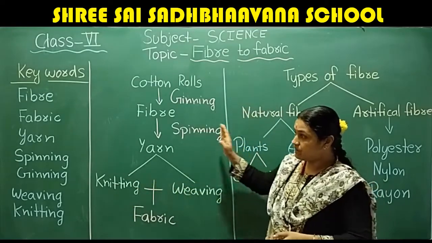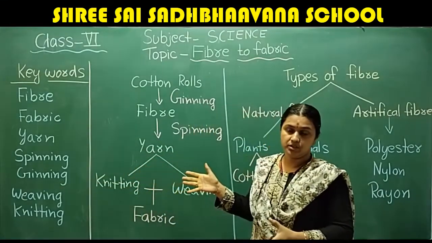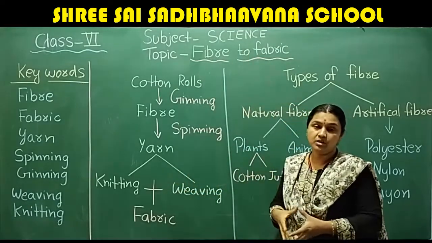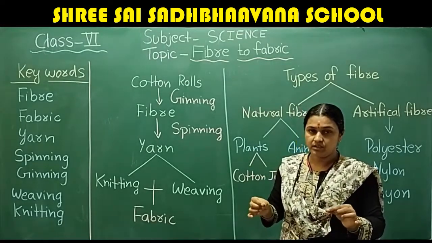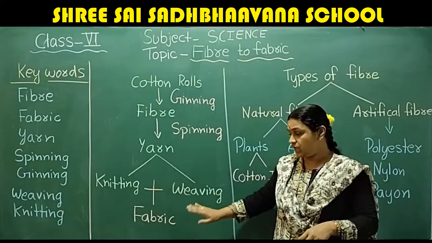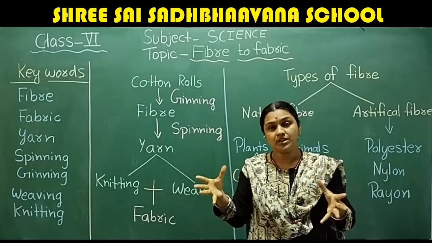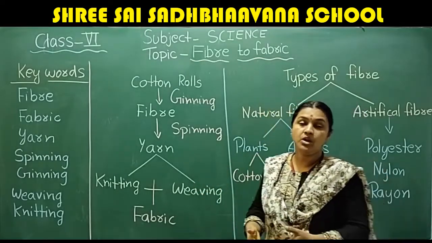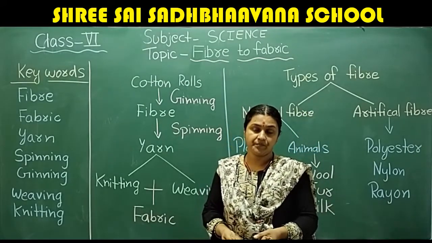So now this covers all the keywords that are there in this lesson. Now you understand how a fiber is made into a fabric. So fiber is a thread which is converted into yarn. With the process of knitting and weaving, a fabric is made, and fabrics are small pieces of cloth which are then put together to make clothes. We all know that there are different types of clothes, different in color, different in texture.